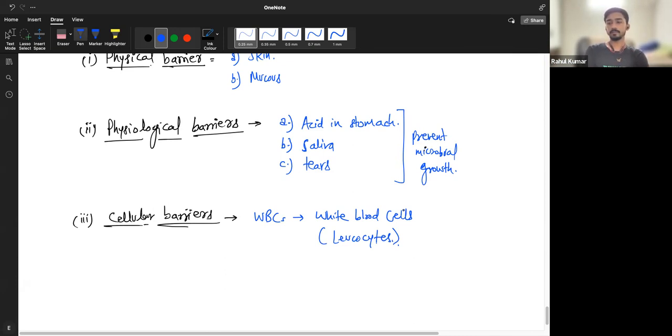So write down, cellular barriers consist of some types of white blood cells, like neutrophils. So neutrophil is a type of white blood cell. Neutrophils. They are a type of white blood cell, and they are also defense mechanism cells.